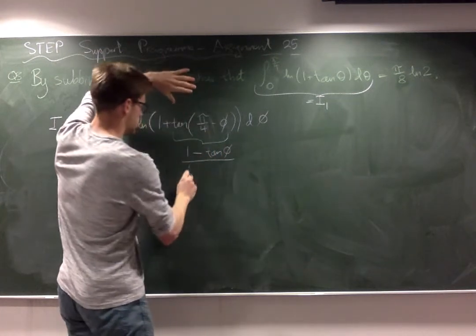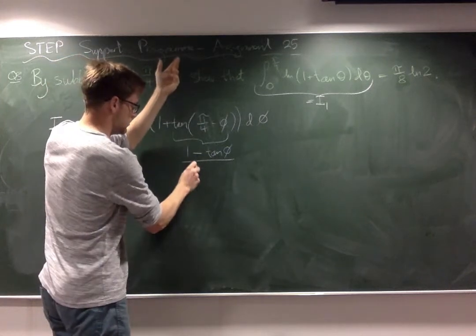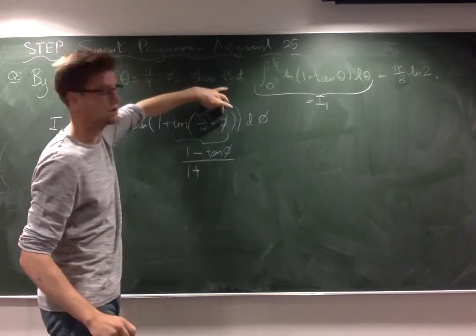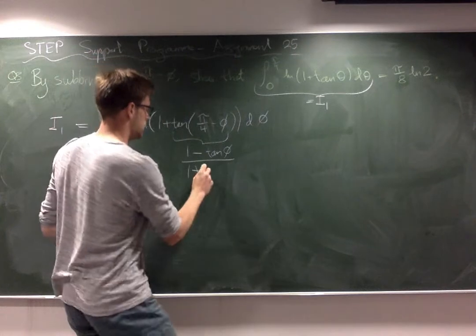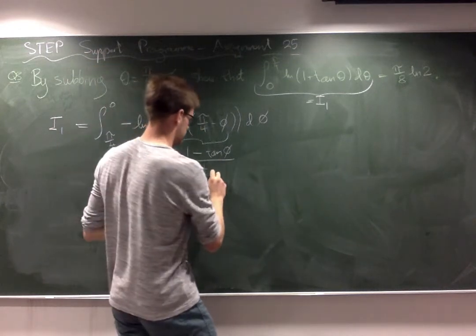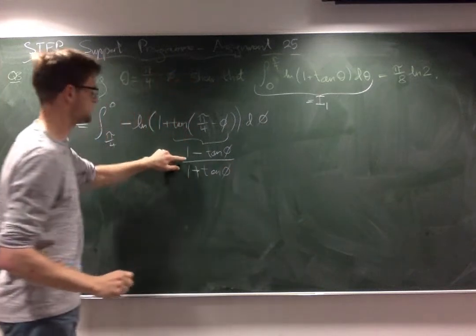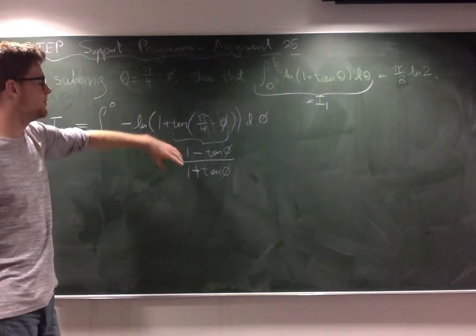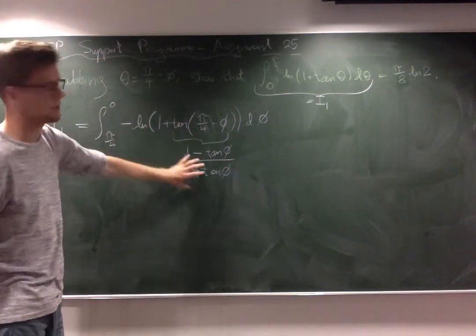Okay, and on the bottom we're going to get 1, and it's the opposite sign, plus, and then it's going to be the product of this and this, or the product of the tans. So it's tan of pi over 4, which is 1, times tan of phi. Okay, good. So that's this, and now I've got 1 plus this.